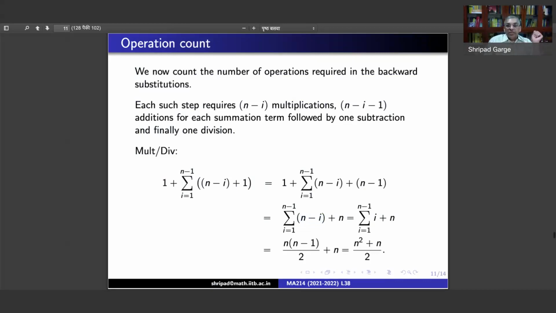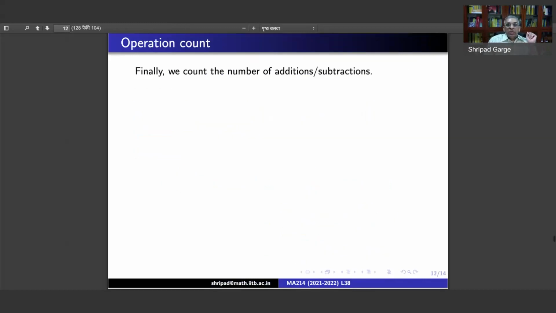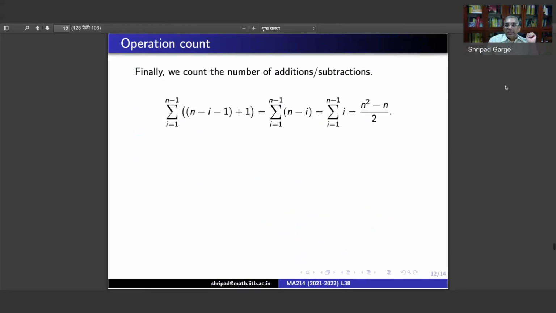The addition, remember there is n minus 1 minus 1 subtraction additions, and then there is a subtraction. So that 1 gets cancelled. So the number of additions and subtractions is just summation i going from 1 to n minus 1, n minus i, which is also summation i, which we know is (n square minus n) by 2. So now we are going to add all these.